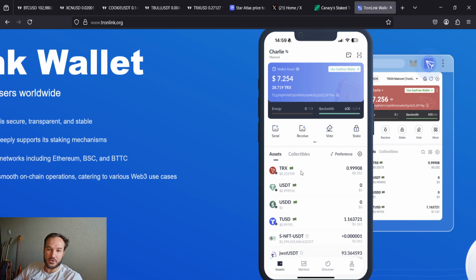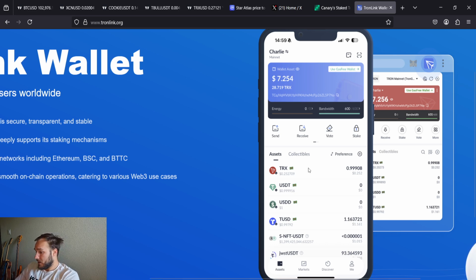Get like $20, $100 worth of TRX so that you can do some transacting. You don't need to transact all of it, so you can avoid some fees there too. You can send that USDT on the Tron network or the TRX on the Tron network to your TronLink wallet or SunSwap, even if you're using SunSwap.